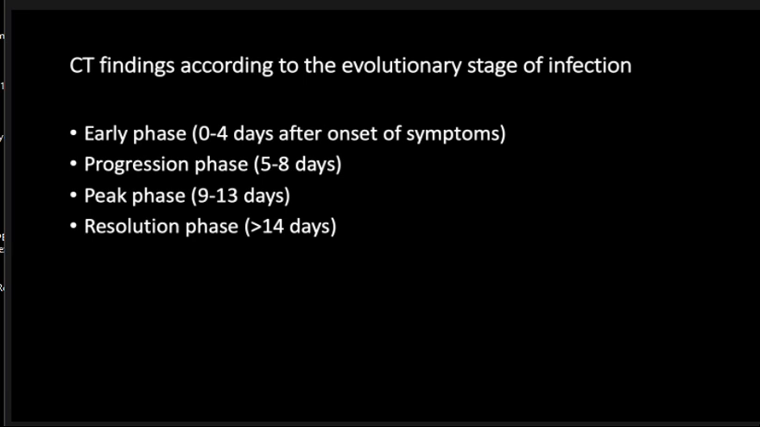The peak phase is where the maximum involvement is seen, where previously seen ground glass opacities turn into consolidation. In this stage, bronchograms, crazy paving pattern, and reverse halo sign may be seen. The last phase is the resolution phase, with resorption of consolidations, and ground glass opacities are again seen that may be associated with bronchial dilations with subpleural distortions.